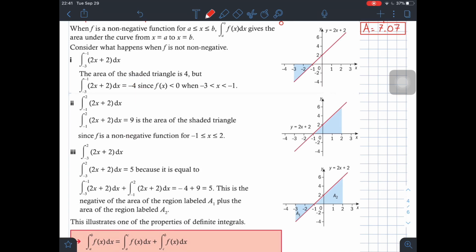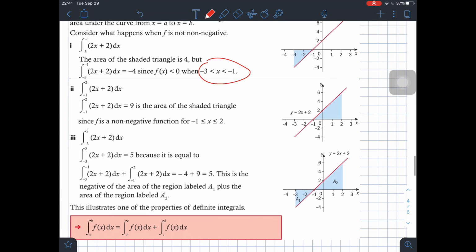But remember, we're finding areas below the curve, and an area can never be negative, right? So that's what it says here. The area of the shaded triangle is 4, right? A triangle is base times height divided by 2. If you calculate, you will get an area of 4. But if you work with the integral, you will get a negative value. Why? Because f of x is smaller than 0 when we're analyzing this interval, right?